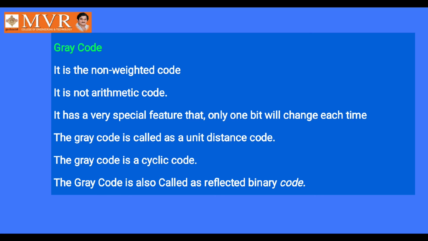See how many names there are for gray code. It is a non-weighted code. It is a non-arithmetic code. It is a unit distance code. It is a reflected code. It is one of the examples of numeric codes. So now, gray code is a numeric, non-weighted, non-arithmetic, unit distance, cyclic, reflected binary code. I am repeating again: gray code is a numeric, non-weighted, non-arithmetic, unit distance, cyclic, reflected code.